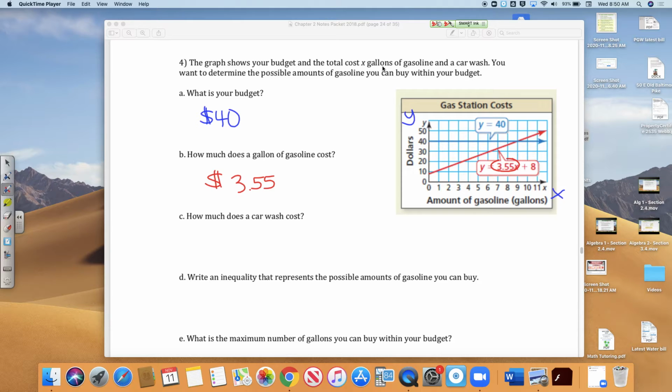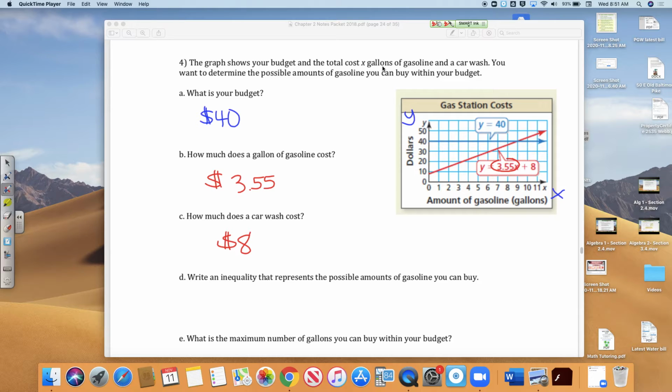Which means how much would that car wash cost? They didn't really tell us in the word problem itself. You'd have to figure it out from the numbers. How much money does a car wash cost? $8. Yes, it's $8. And I can tell from the equation here because this says money equals $3.55 per gallon plus $8. So that means the car wash must cost $8.